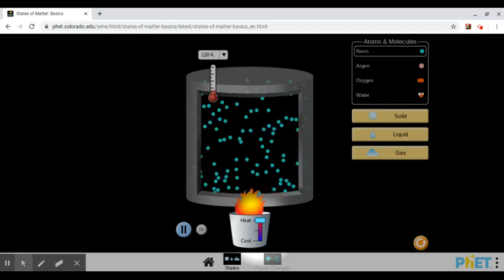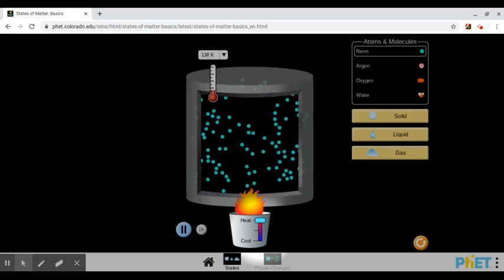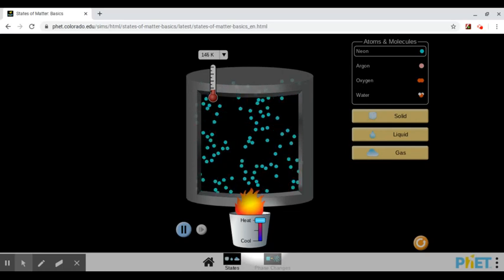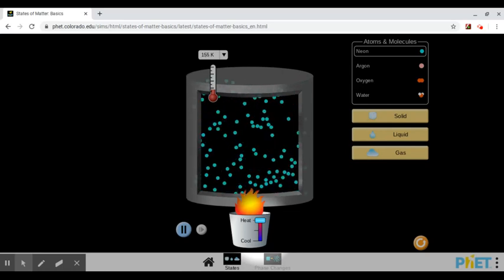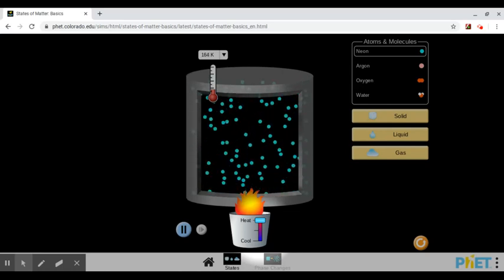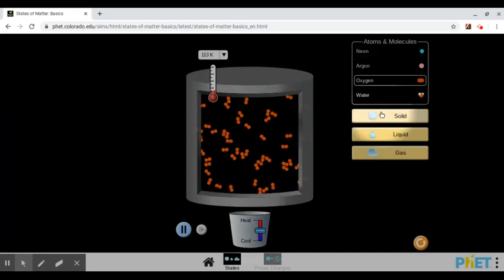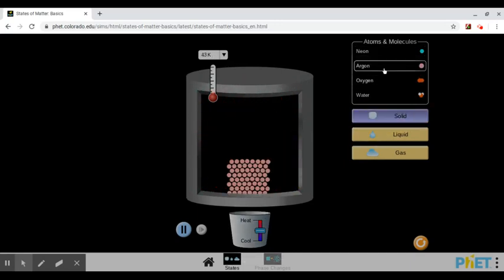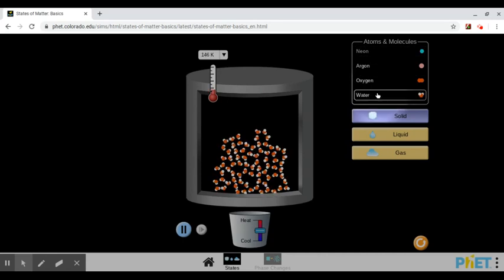So I'm going to ask you guys a few questions on Schoology, but go ahead and click around like I did here. Just compare water and neon. You can compare the other atoms too if you like. It's sort of the same story. But if you just want to compare neon versus water, that'd be great.